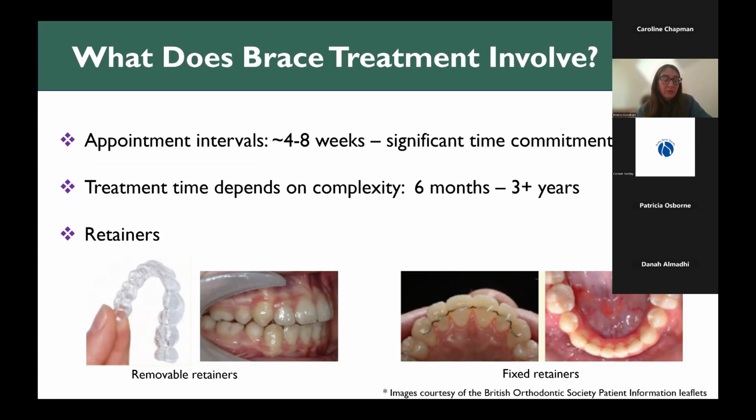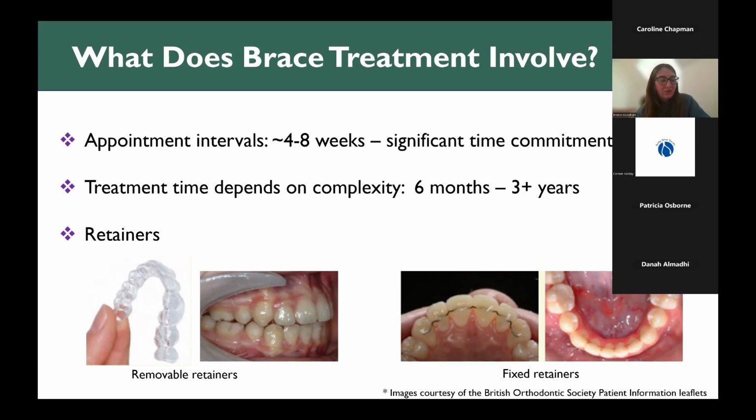The overall treatment time can vary considerably. If it's very simple treatment, it can take 6 months. But if it's quite complex treatment, it can take upwards of 3+ years, especially if you're having an operation on your jaw as well. So it's very difficult to give you a ballpark figure of how long brace treatment takes.